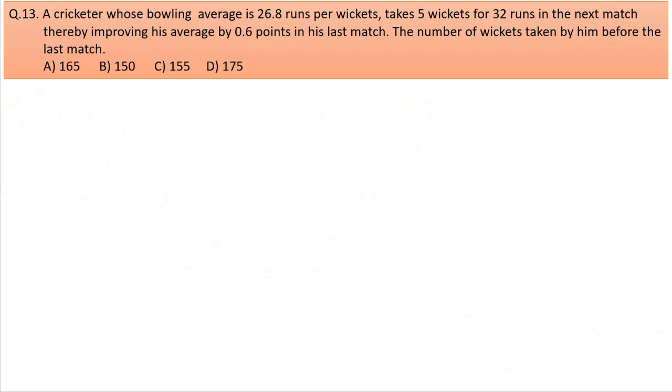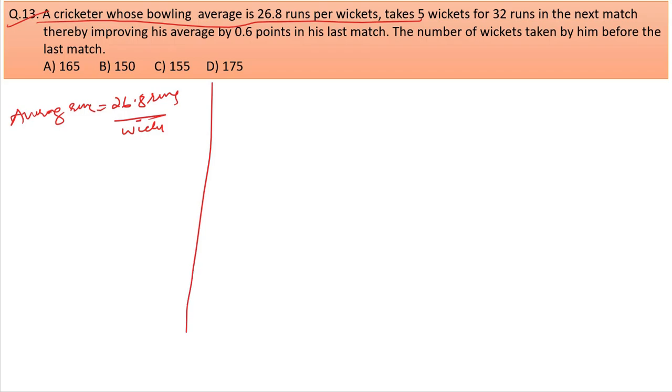Again, let us do the same type of question to know more about such questions. A cricketer whose bowling average is 26.8 runs per wicket.